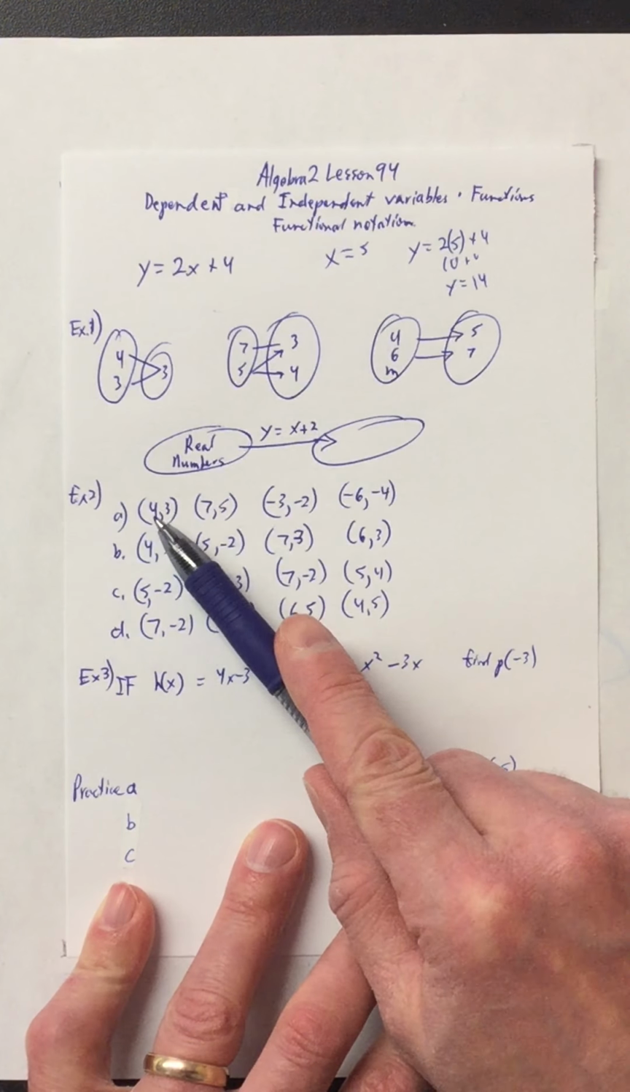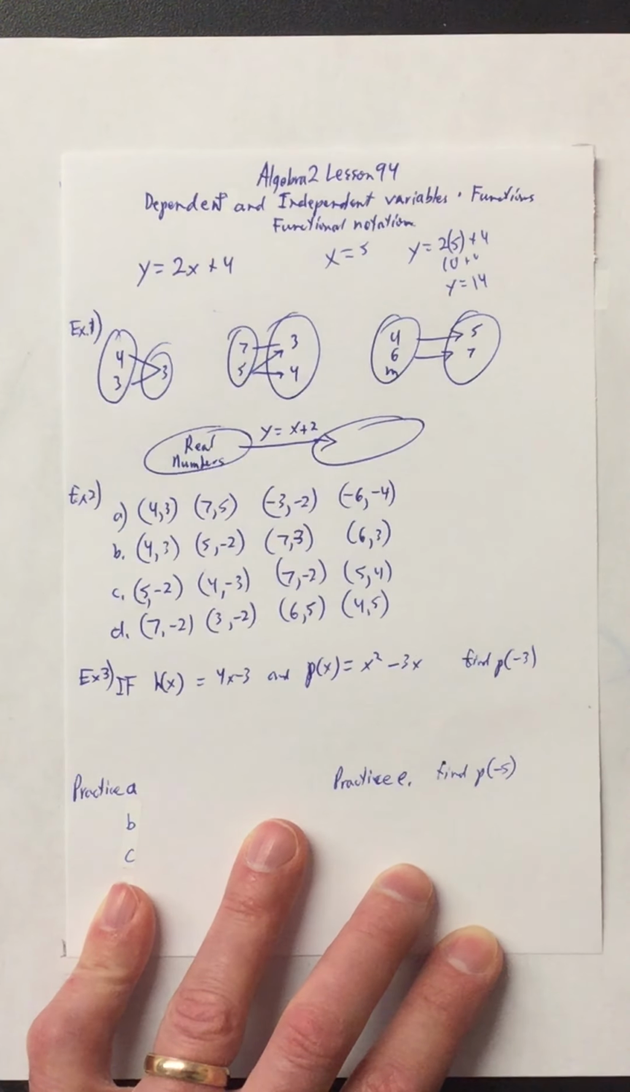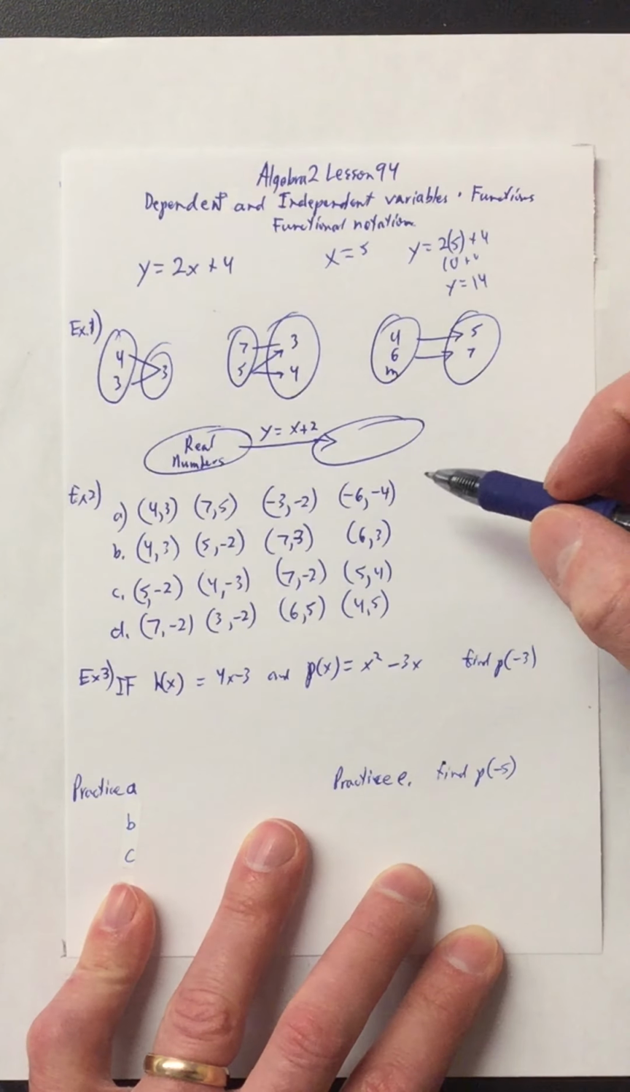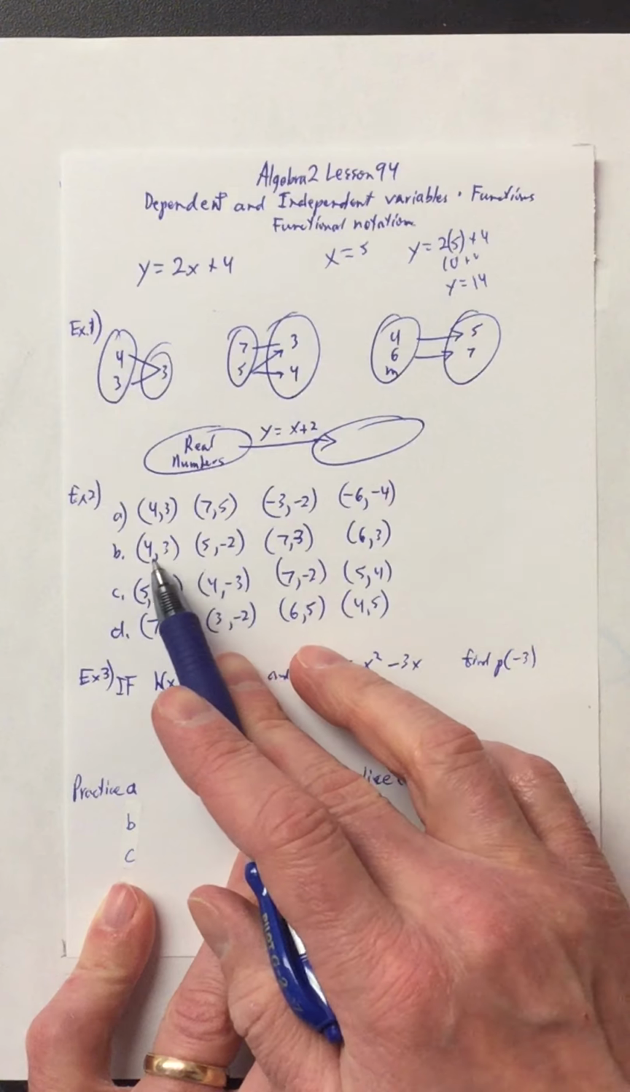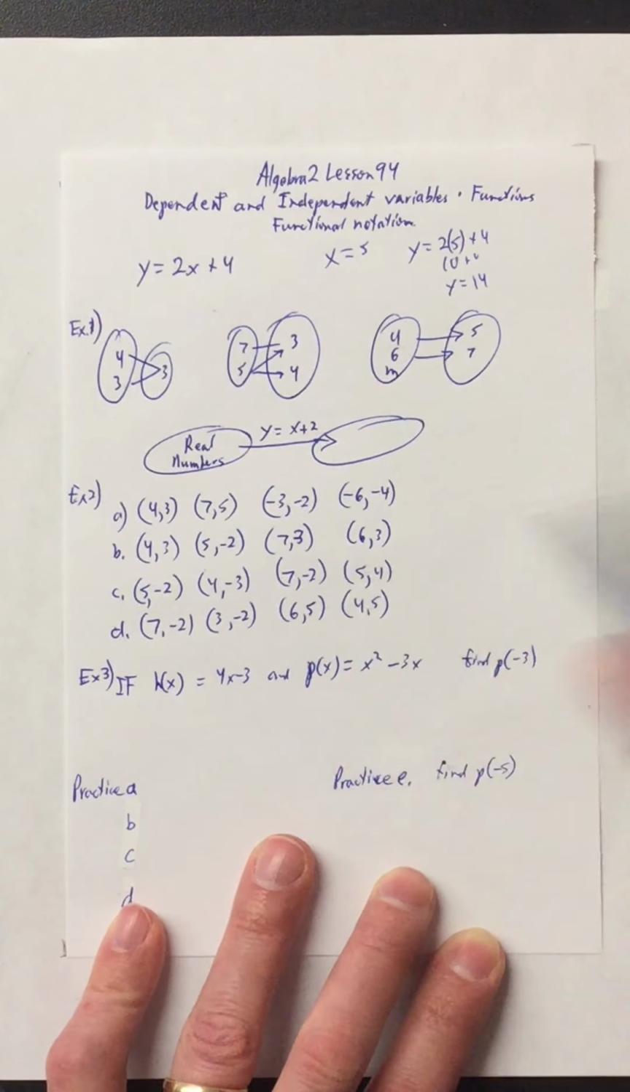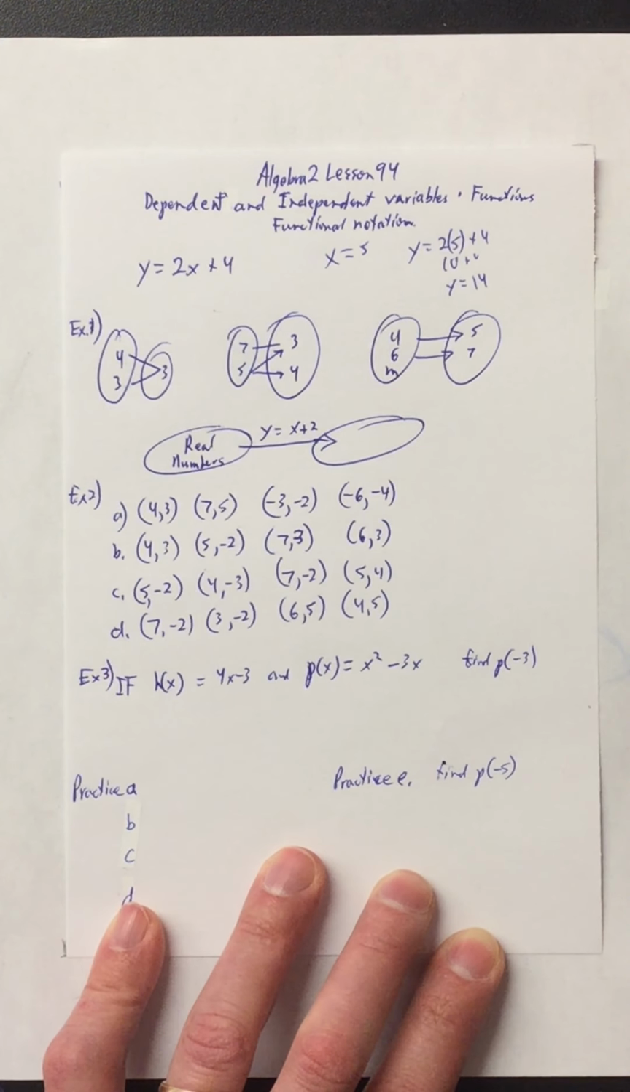So in the first one here, 4, 7, -3, -6, none of the x's are the same, therefore that one's going to be a function, no contradictions or conflicts. In this one here, 4, 5, 7, and 6, no contradictions there. That one's also going to be a function.